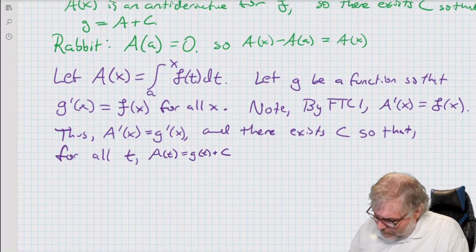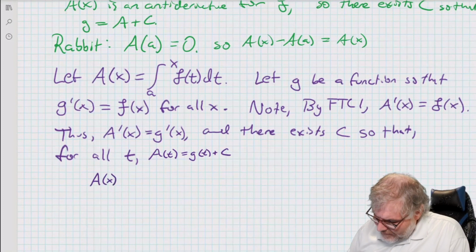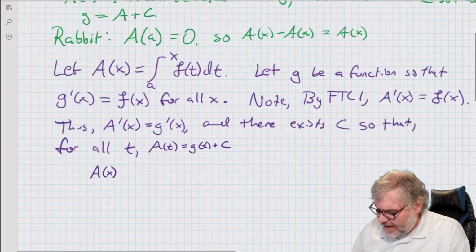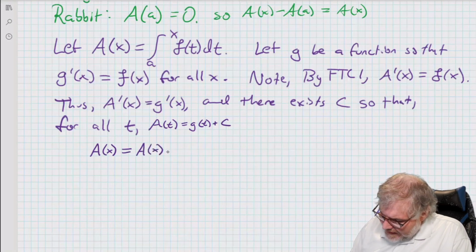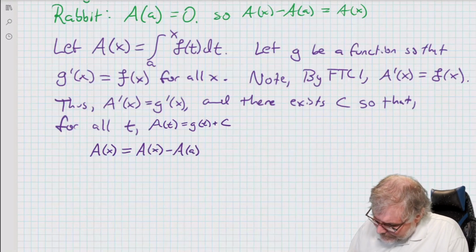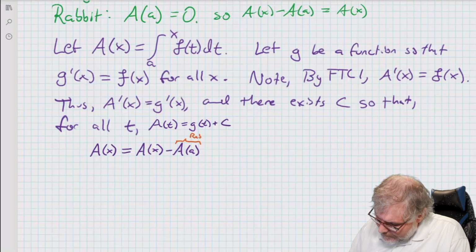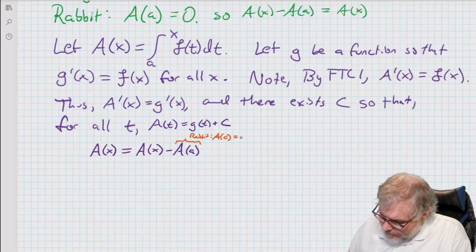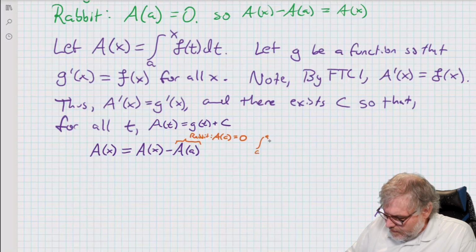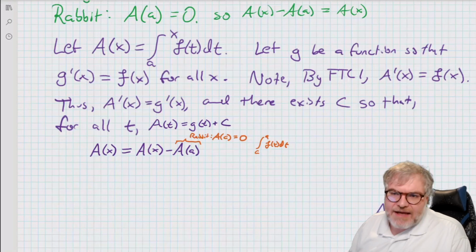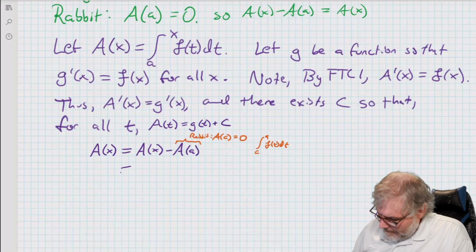So let's look at that. I'm going to take A of x, and I want to show that A of x equals g of x minus g of a. Well, A of x equals A of x minus A of a, because this equals 0. I've got no width. This is the integral from a to a of f of t dt. And I used t because I've already used x and I've already used a.